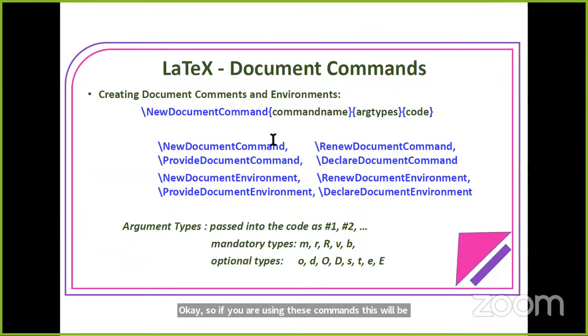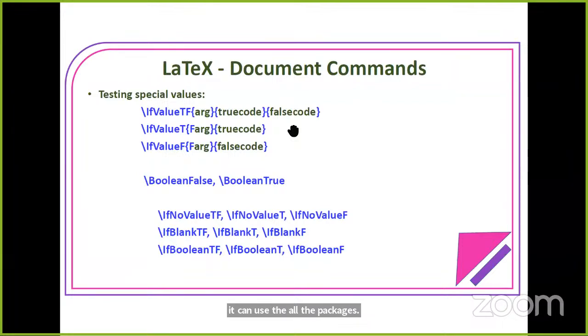The package level means this command can be used throughout all the classes, or all the packages also. For example, the section command: if you are using section and chapter commands, those are used in the document environment only, and they define some style. Those styles, chapter cannot be used in all classes, but section can be used in all classes, and it is compatible with all the packages. Okay. So if we need to create such types of commands, then it can be done with the document commands.